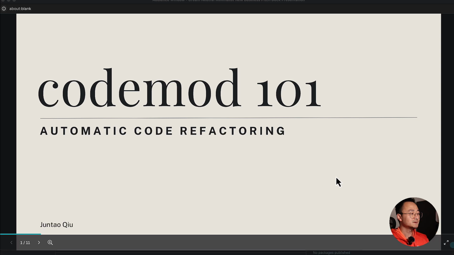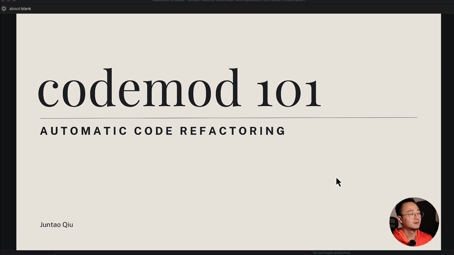So let's get started. The session is called Codemod 101. The subtitle is Automatic Code Refactoring. So basically we are going to introduce a tool that can help you to refactor, or apply code changes, automatically in a large-scale code base or code bases. So firstly, let's talk about what problem we are facing.